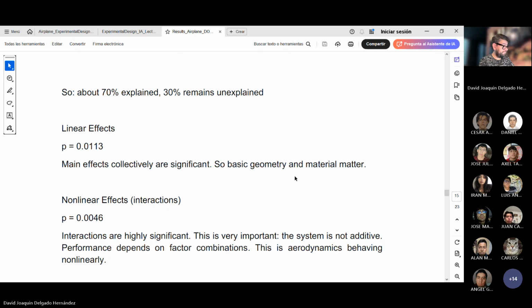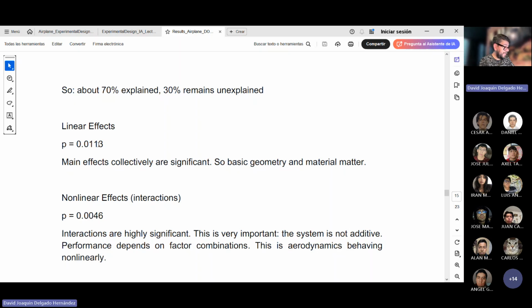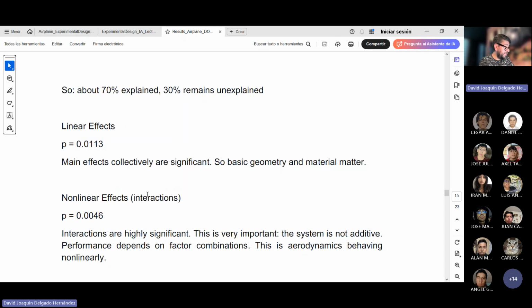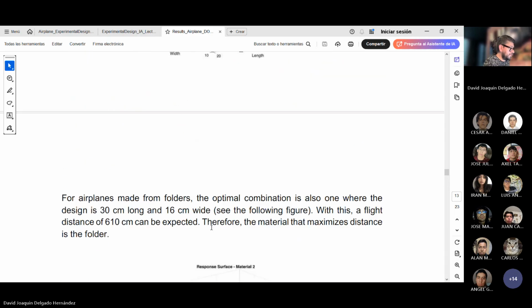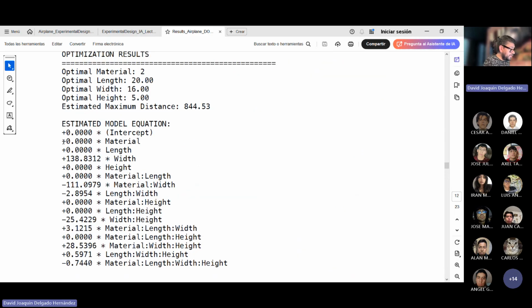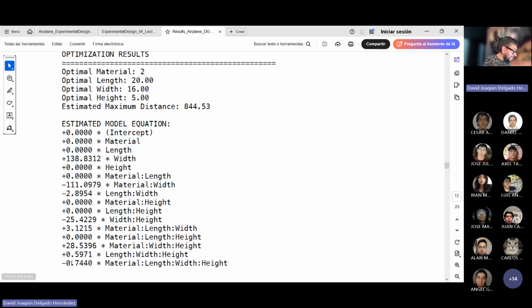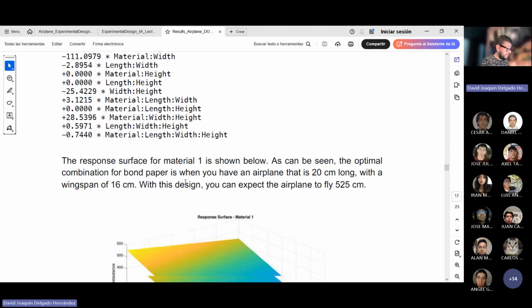And look, the linear effects are significant. Again, this value is lower than 0.05. And the nonlinear interactions are also significant. So in other words, the coefficients with only one variable are linear, and the nonlinear are the ones that have 2 or more variables. These coefficients are important, and these ones are important as well. All the coefficients here are important.